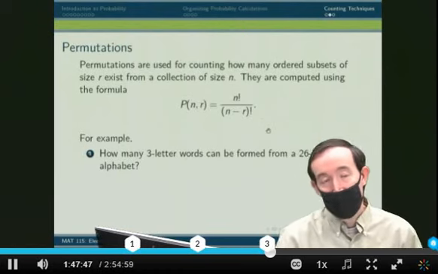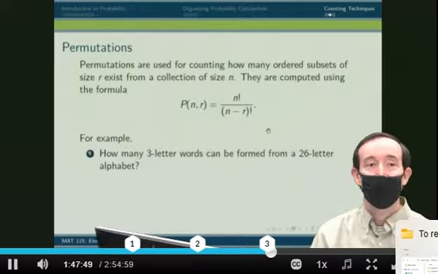All right. So you may have seen this notation before. If you have, great. If you haven't, that's okay.